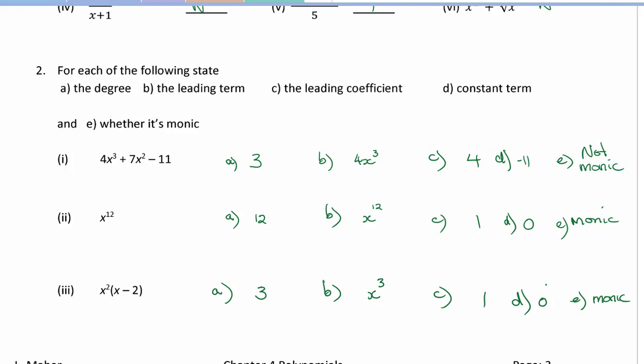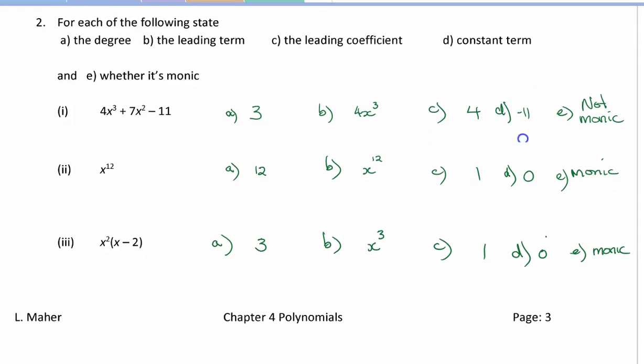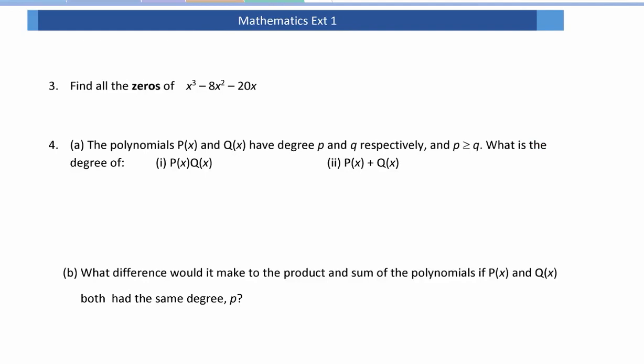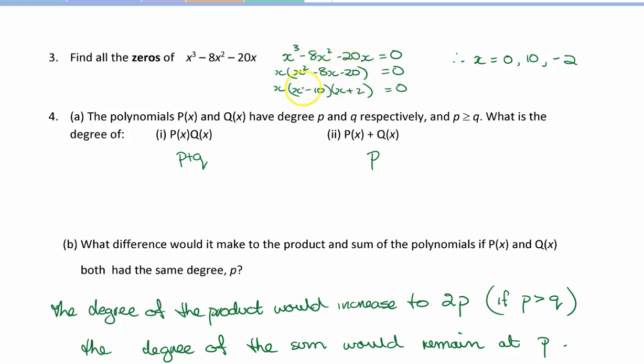These next 3 examples are just reinforcing the understanding of these terms: degree, leading term, leading coefficient, constant term, and whether it's monic. Now, most of that you've probably come across before, so I'll leave that for you to pause the video and have a look at those answers. Find all the zeros. We would put our polynomial equal to 0 and factorise, etc. So you can see that I've done that there, factorised. This is all really just revision, it's nothing new.